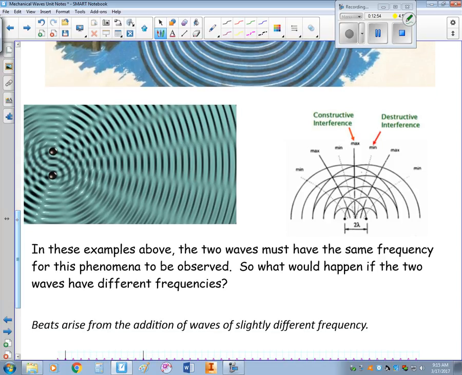So let's take a look at these two things that are oscillating right here. I've got one oscillating here and a second one oscillating. If these two oscillate at the same frequency with the same amplitude, we will get regions of constructive and destructive interference. So I'll use red to highlight the destructive interference. Notice that along these paths right here, the waves cancel each other out. And I get places where they reinforce each other to have constructive interference.